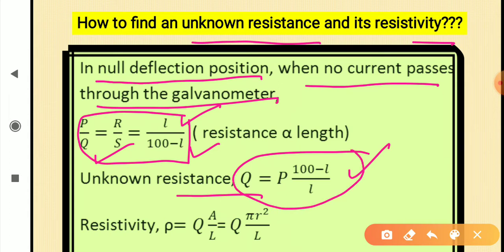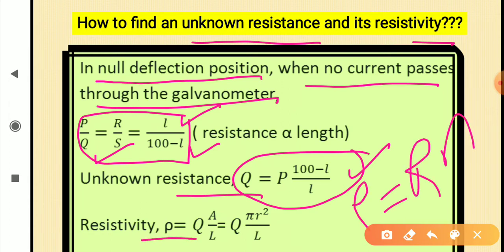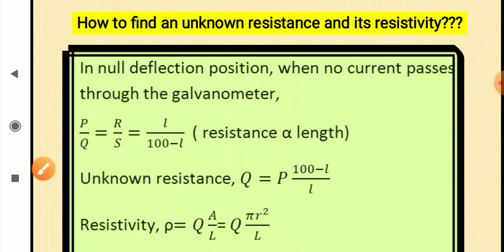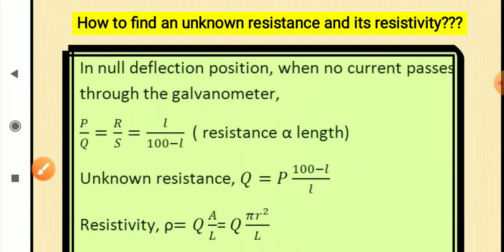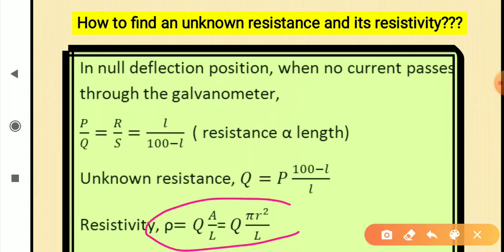And then you have this relation, resistivity rho is equal to R A upon L. So A is area of cross section, L is length of the unknown resistance, R is its resistance that we have just calculated, and we can measure the diameter or radius of the unknown resistance. We can measure its length. So putting all these values in this equation, we can calculate the resistivity of the unknown resistance.